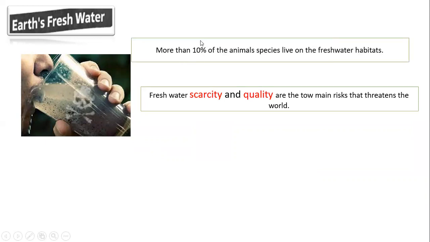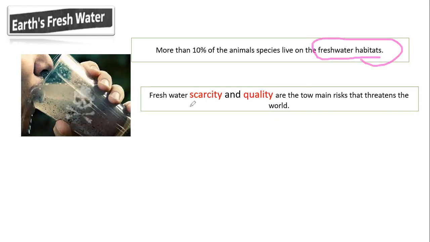So this is a very urgent problem. More than 10% of animal species live in freshwater habitats. Like what? Freshwater habitats like rivers, ponds, lakes, streams. So 10% of animal species live in freshwater habitats.